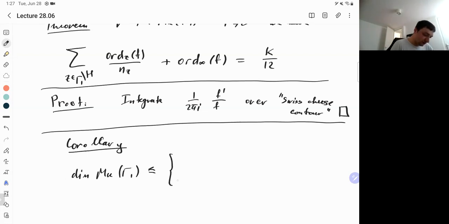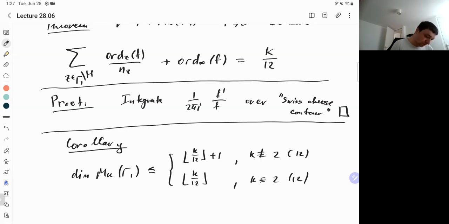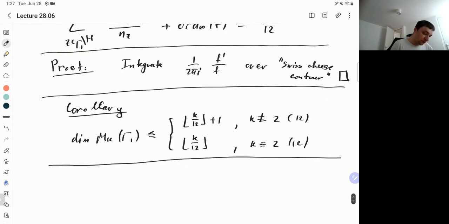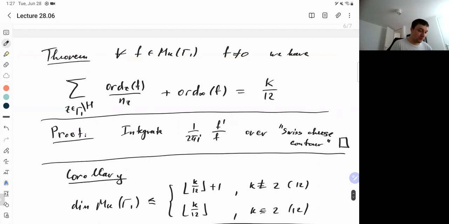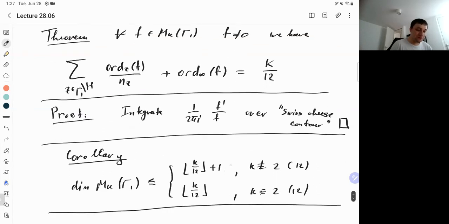And it's either the fractional part of k over 12 plus 1, or it's the floor of k over 12. And so this happens whenever k is not congruent to 2 mod 12, and this happens when k is congruent to 2 mod 12. And so what you have to do is use this theorem and assume that the space has dimension larger than this.